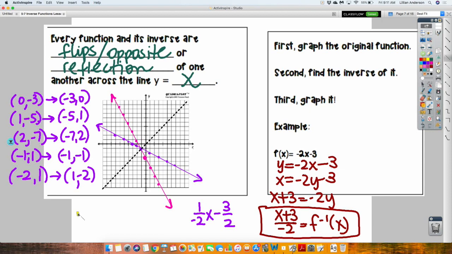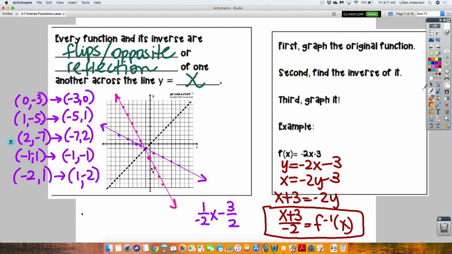Does everybody see that? If I were to fold at that line, literally this part will lie on top of this part, and this part will lie right there. Okay? It should always reflect over the line y equals x, every inverse function.